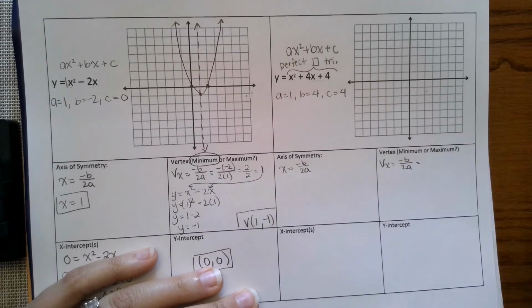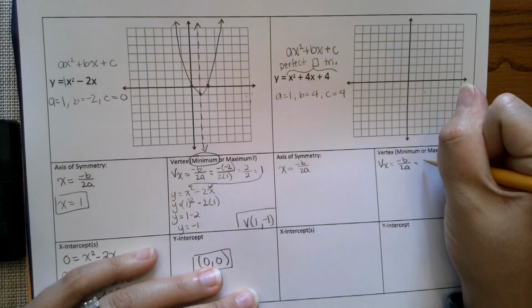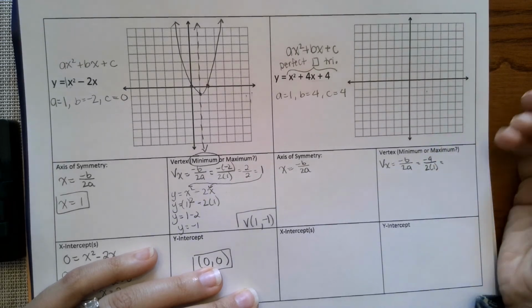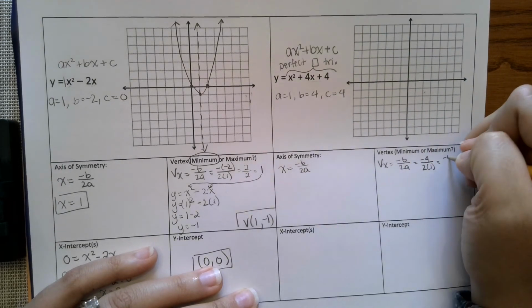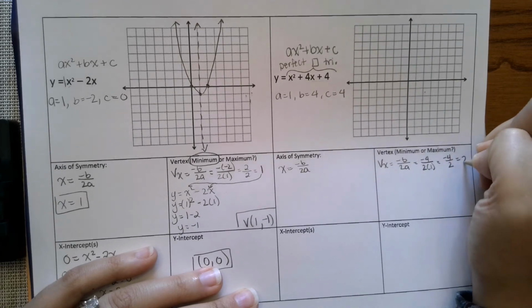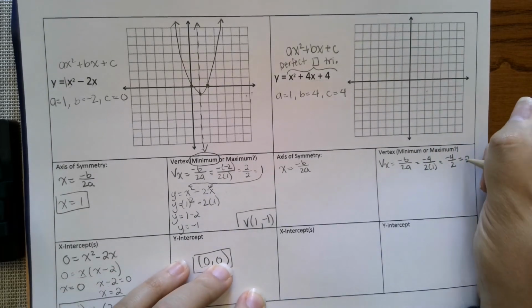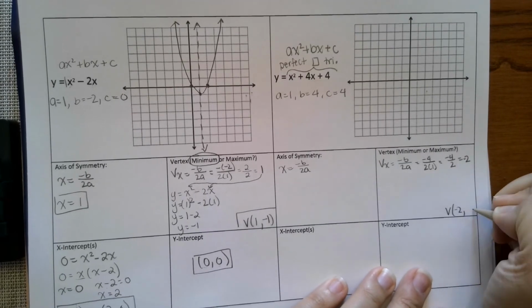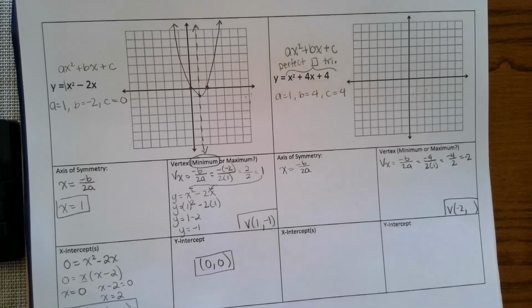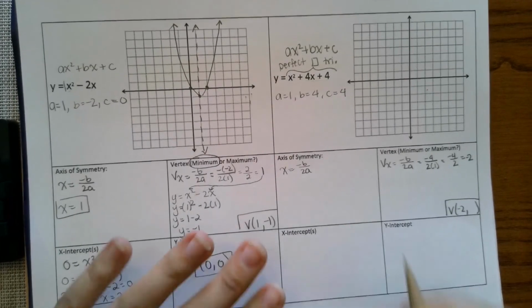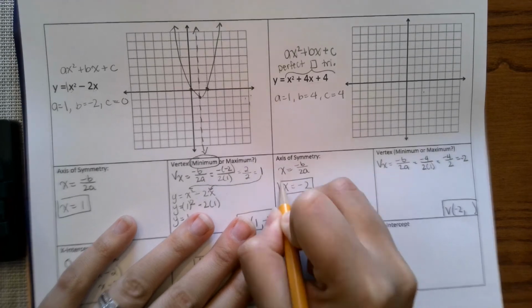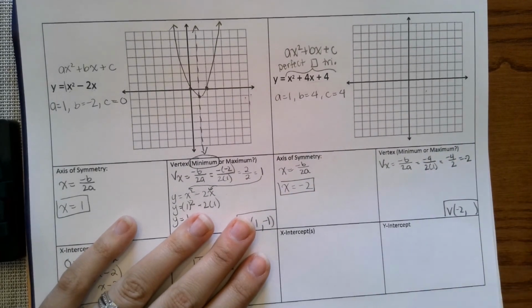And plugging in, so my b value is 4. The opposite of 4 is negative 4 over 2 times 1. Negative 4 over 2 simplifies to negative 2. Oops. Said it, but I didn't write it. Okay, so now down here, I can start to fill in my vertex. For my axis of symmetry, that's happening when x is negative 2.